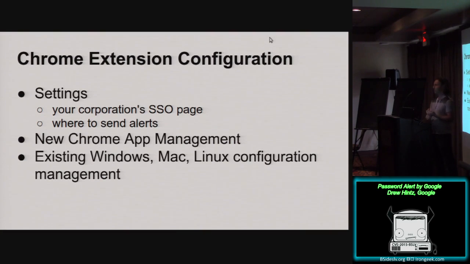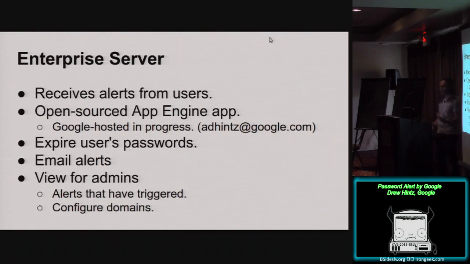In addition, you can configure where to send alerts to. And these alerts would have things like, oh, this user typed their password in eaglesite.com. Maybe you want to take action. And you can configure this using Chrome App Management to push it out to people in your Google for Work domain, and you can use existing configuration things for your operating systems, like Windows Group Policy and that sort of thing. And so the enterprise server is what receives alerts from the Chrome extensions.